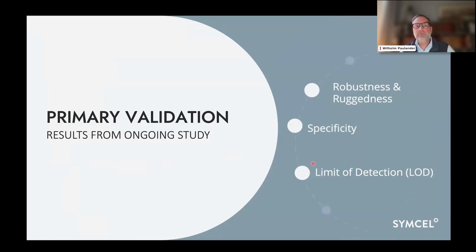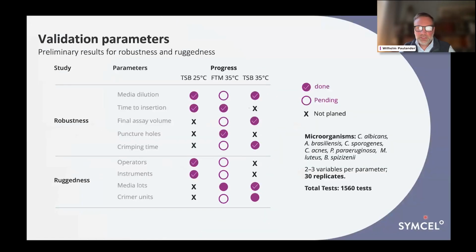If we move on to the primary validation data, that I think illustrates very nicely how the system's been performing when testing very defined parameters. We will go through robustness and ruggedness, specificity, and limit of detection. Just to give you an overview, I will walk through some of the robustness and ruggedness parameters.